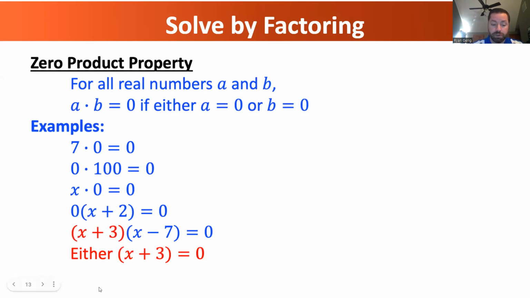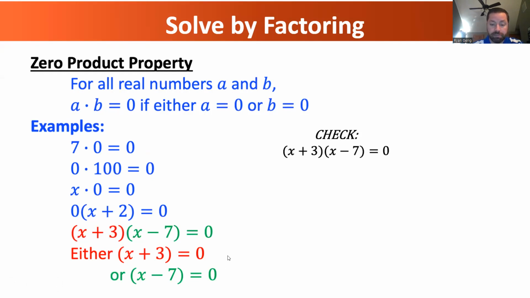So let me show you what that just said. Either x plus 3 equals 0 or x minus 7 equals 0. And if I solve both of those, I get x equals -3 or x equals 7. And we can check that. If I put -3 in for x, -3 plus 3 is 0. And -3 minus 7 is -10. 0 times -10 is 0.